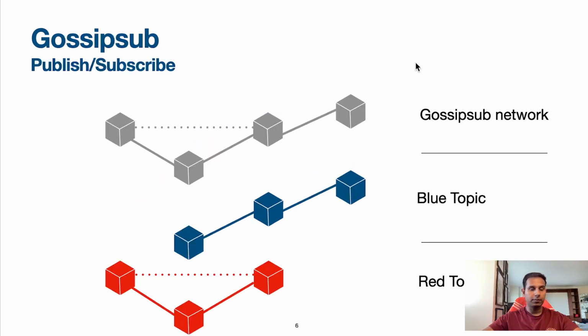GossipSub supports publish subscribe, where an application running on a node can publish messages to a topic without having to worry about who the receivers are. Nodes can subscribe to or unsubscribe from topics. A node can subscribe to and be a part of the mesh in several topics.